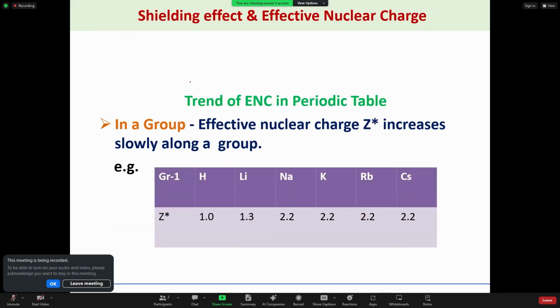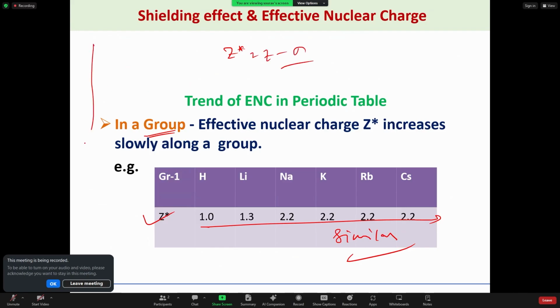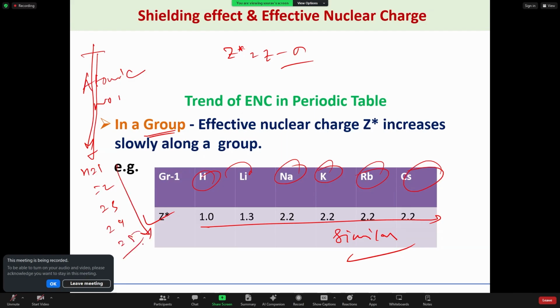Now, if we go to this group, then this value is similar. That means that Z star equals Z minus sigma. When we are going down this group, from hydrogen to lithium, sodium, potassium, rubidium, cesium, the atomic number is increasing. That means the principal quantum number, 1 to 2, 2 to 3, 4, 5, is also increasing. That means this Z value is increased.